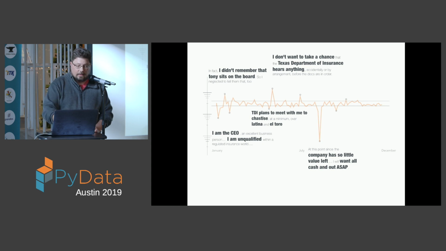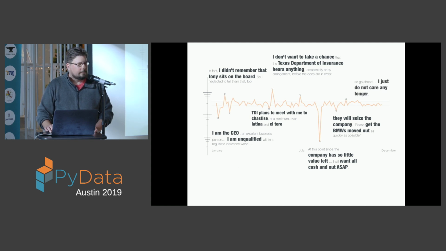So again, that's where the lines are moving very closely together. No cognitive tension about that. Yeah. It's fairly short months out. "Get the BMWs moved out. I just don't care any longer."